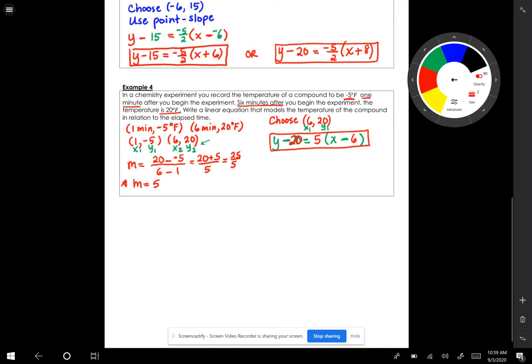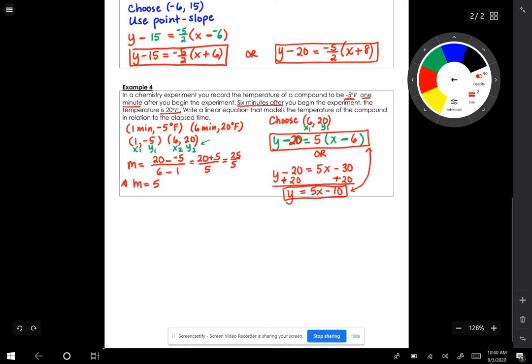However, let's go ahead and multiply this one out. So if we were to multiply it out, we would have y minus 20 equals 5x minus 30, because we're distributing the 5. Add 20. Never add 20 first, because you have to distribute first. Students think they could just add 20 and put it underneath the -6. No. Y equals 5x minus 10. These are the exact same answers. One is just multiplied out further.